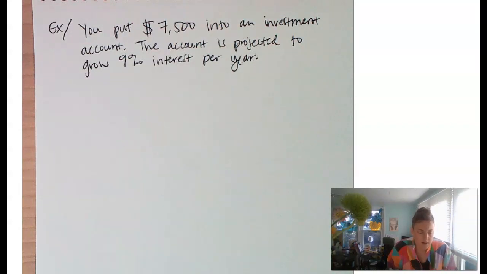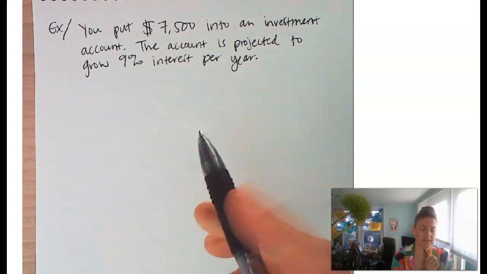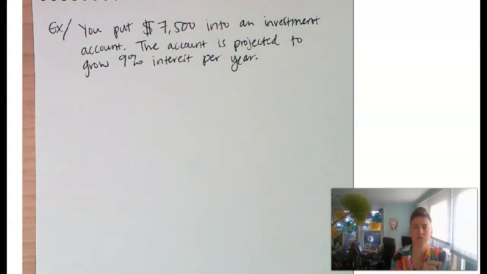Let's say you get a bit of money here, and you are savvy enough to know that if you want to make some serious money, you got to start off with some money. Getting the initial money is the challenging part, but so you put $7,500 into an investment account, and this account is projected to grow at 9% interest per year. This is actually a really good interest rate.